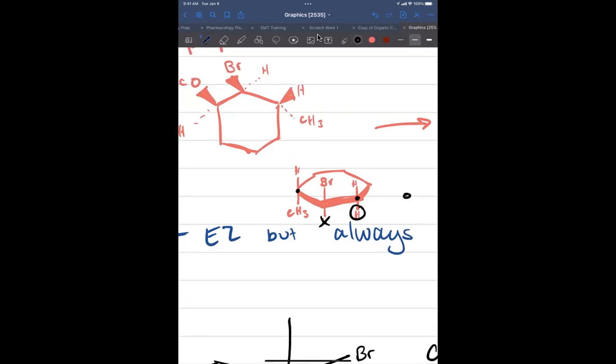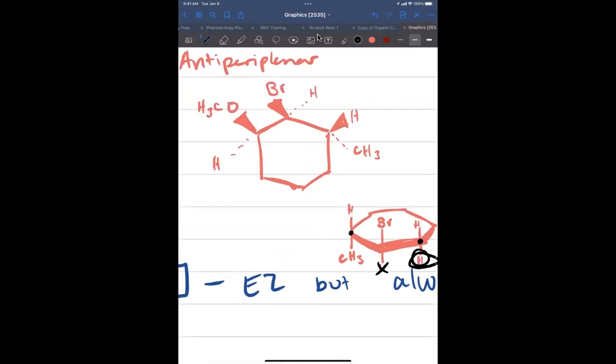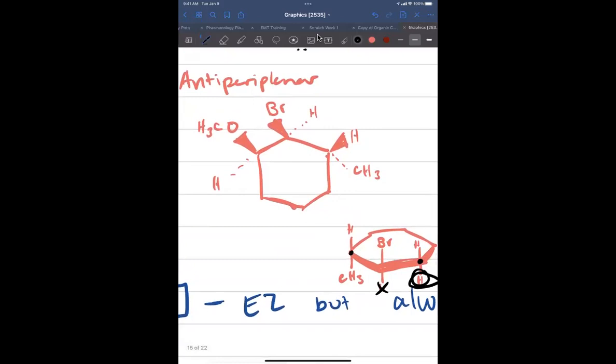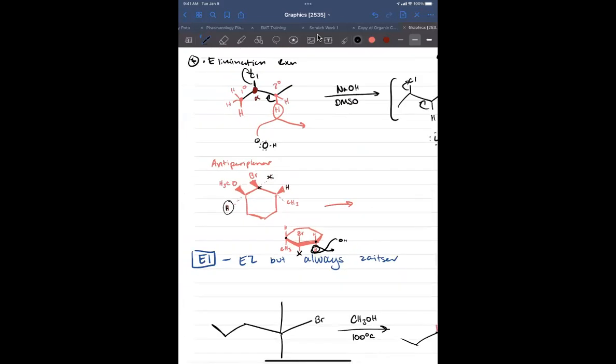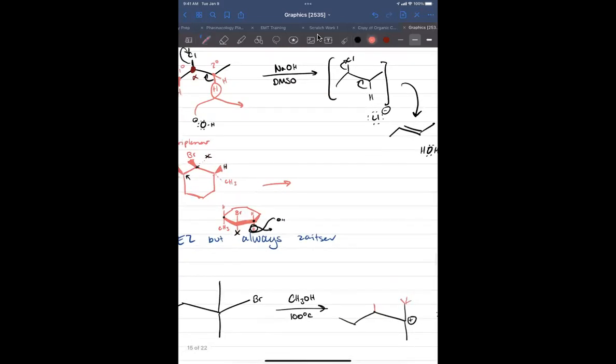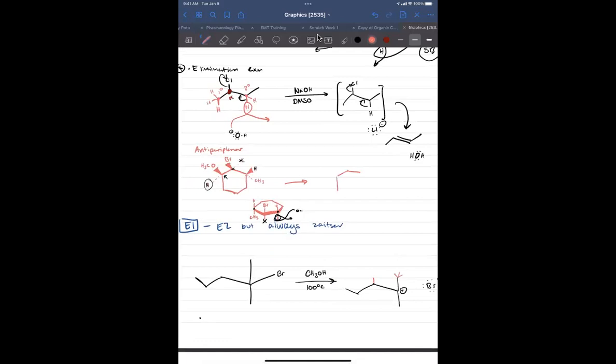Because again, I'll just do OH. It'll come in and swoop something that's far away or away from your leaving group. So if your Br is wedged, well, we're looking for something that must be dashed. So we can't go here because that's an alpha hydrogen. You only have this one and you have this one. Which one's anti-periplanar? Well, Br is wedged, so we have to go with a dashed. If this dashed one is being taken, then our new product would be this.